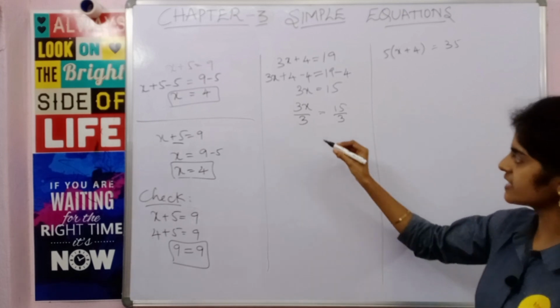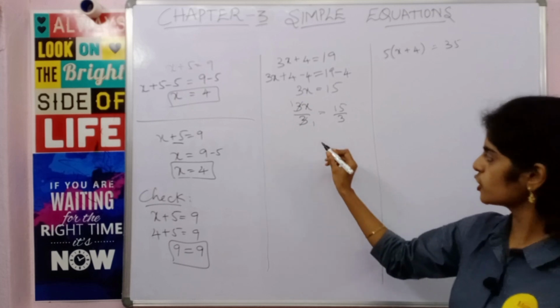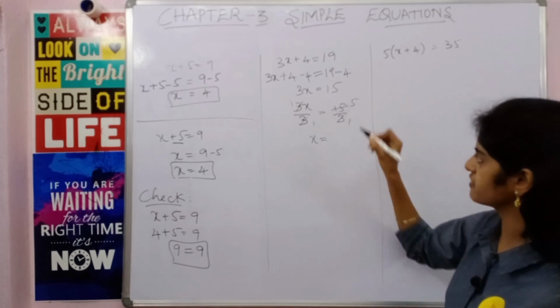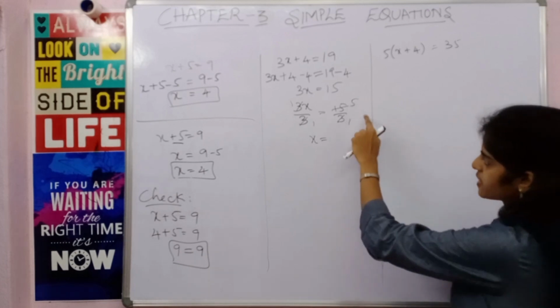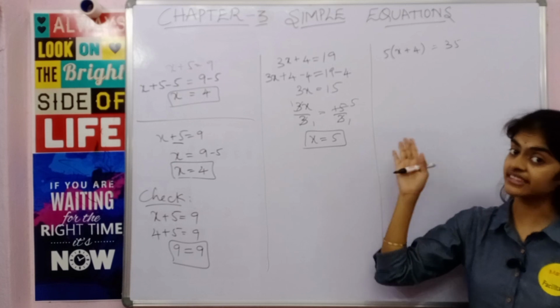Clear? Now this is 3 into x, so 3 ones are 3. So you got the value of x equal to, 3 fives are 15. So x is 5 by 1, and 5 by 1 is nothing but 5. Clear? So this is without transposing.